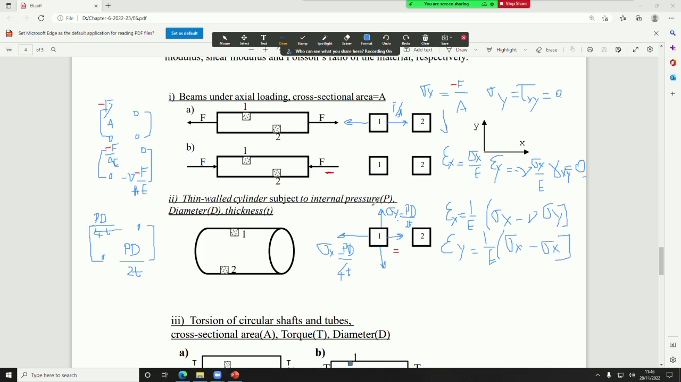So sigma x is equal to PD over 4t, sigma y equal to PD over 2t, and gamma xy is equal to 0. So the strain matrix, we have 0 here, we have 0 here, we've got epsilon x, and we've got epsilon y.